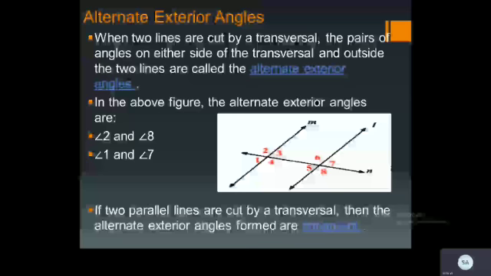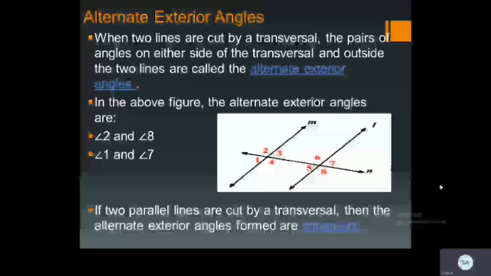Now alternate exterior angles. When two lines are cut by a transversal, the pair of angles on either side of the transversal and outside the two lines are called the alternate exterior angles. In the above figure, the alternate exterior angles are angle 2 and angle 8, and angle 1 and angle 7.